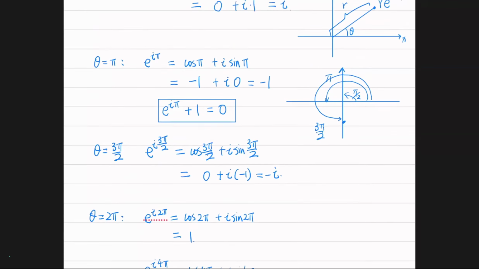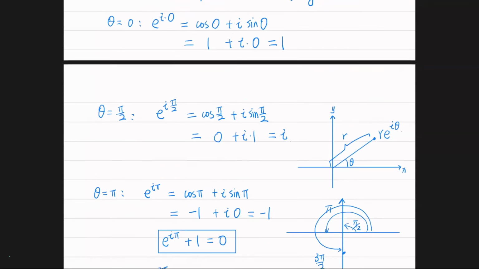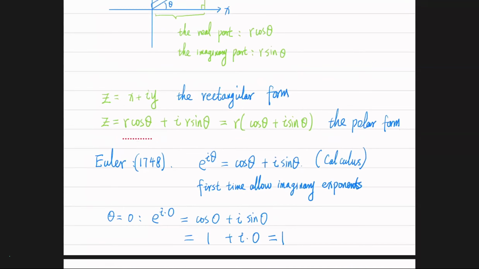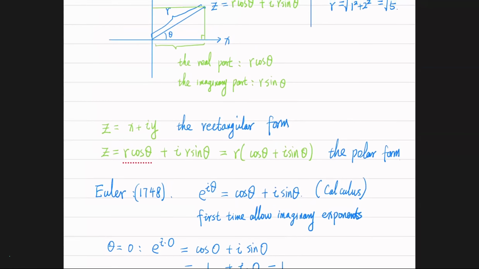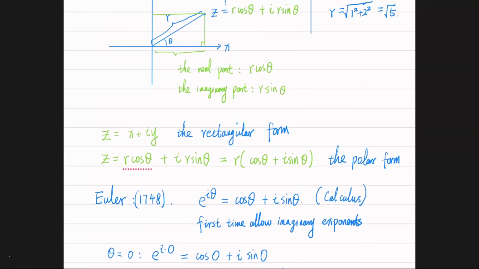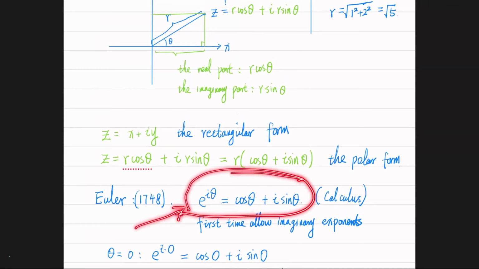So the problem you may ask is, teacher, where did this formula come from? How did Euler find this formula? It's not from nothing, because a few years earlier, we have a slightly simpler formula called the de Moivre formula.